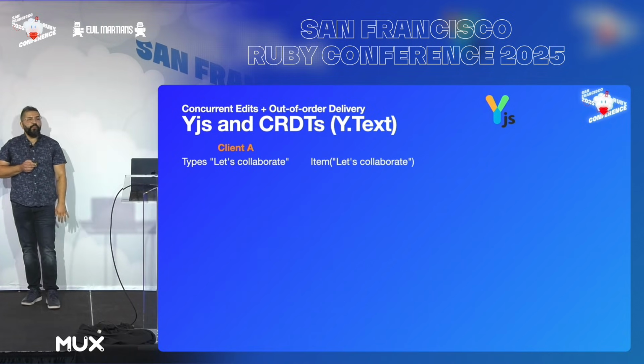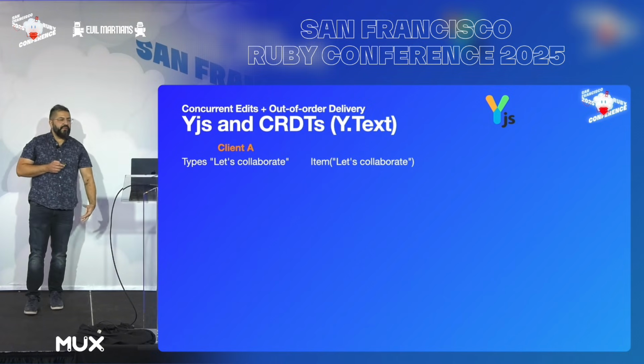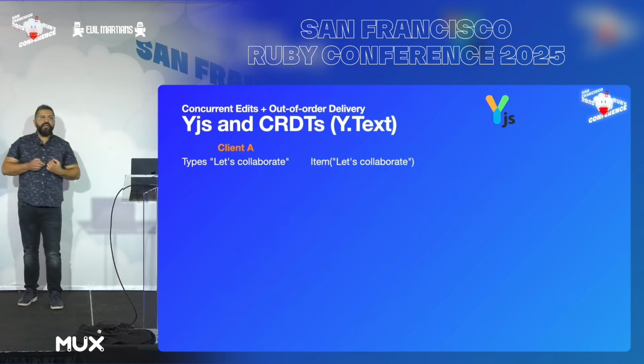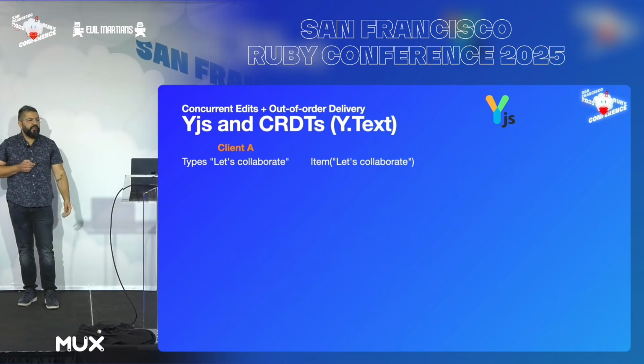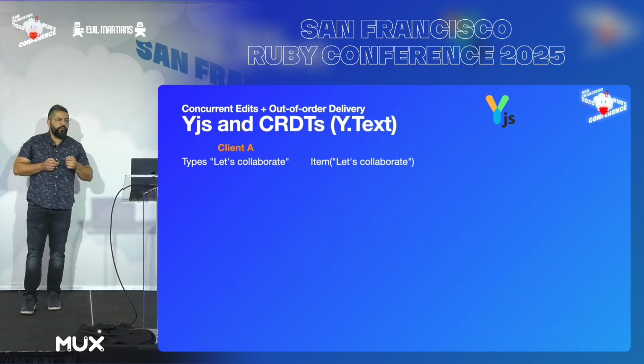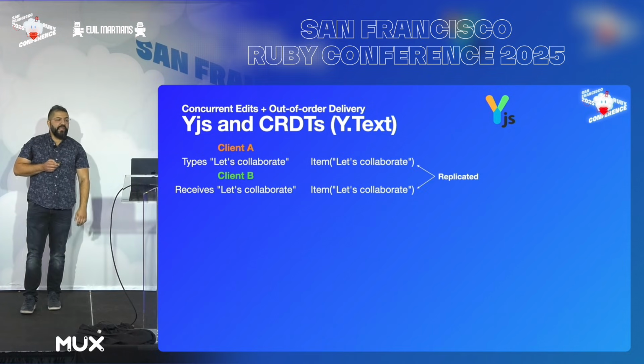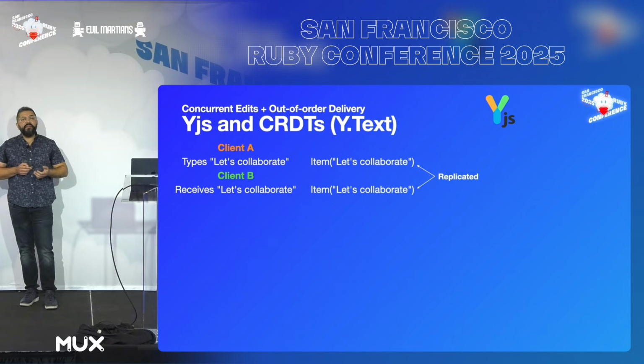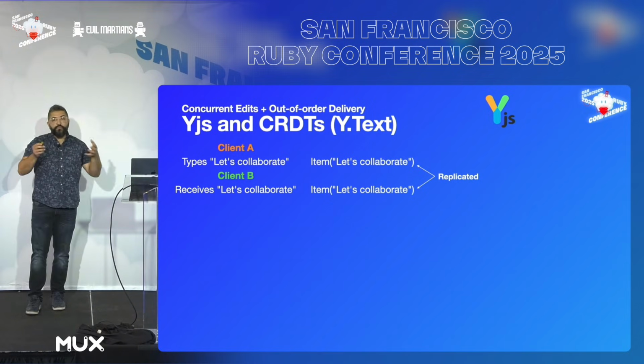So we'll take a simple example. Text is probably the simplest thing to understand and move through in a CRDT. So I've got client A, and client A is saying, hey, let's collaborate. Inside of Yjs, what it does is create this item that has "let's collaborate" inside of it. Now, the first thing that ends up happening after you write that is client B is also connected, and they receive this update. And that update gets replicated to them.